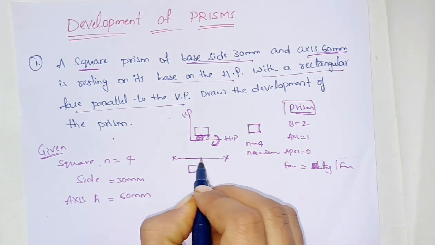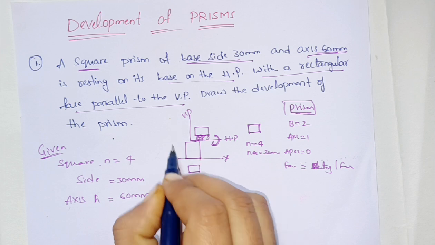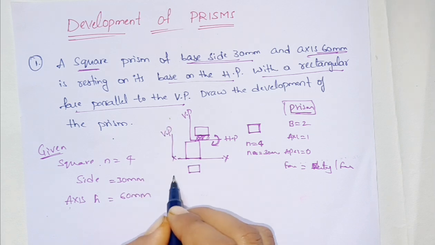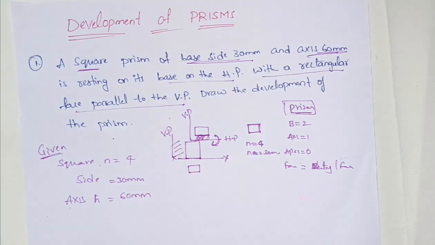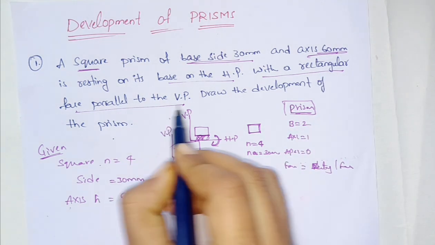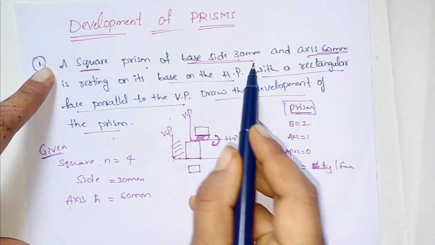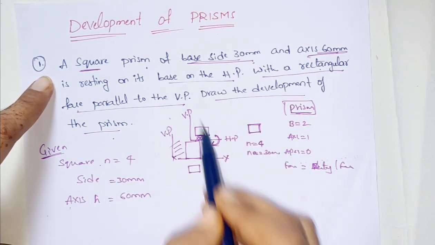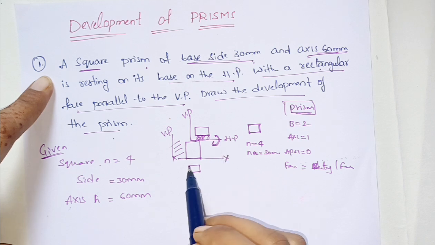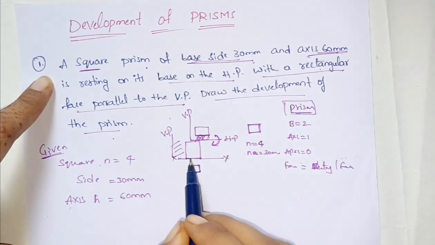Whatever the rectangular face of the prism, it is parallel to VP. This one is VP, so this is parallel to VP. So this is the rectangular face. And draw the development of the prism. Here the base side of the square prism is given, the axis is also given, and it is resting on the HP. Definitely it comes downside of the diagram as a square, and we have to draw the projectors.